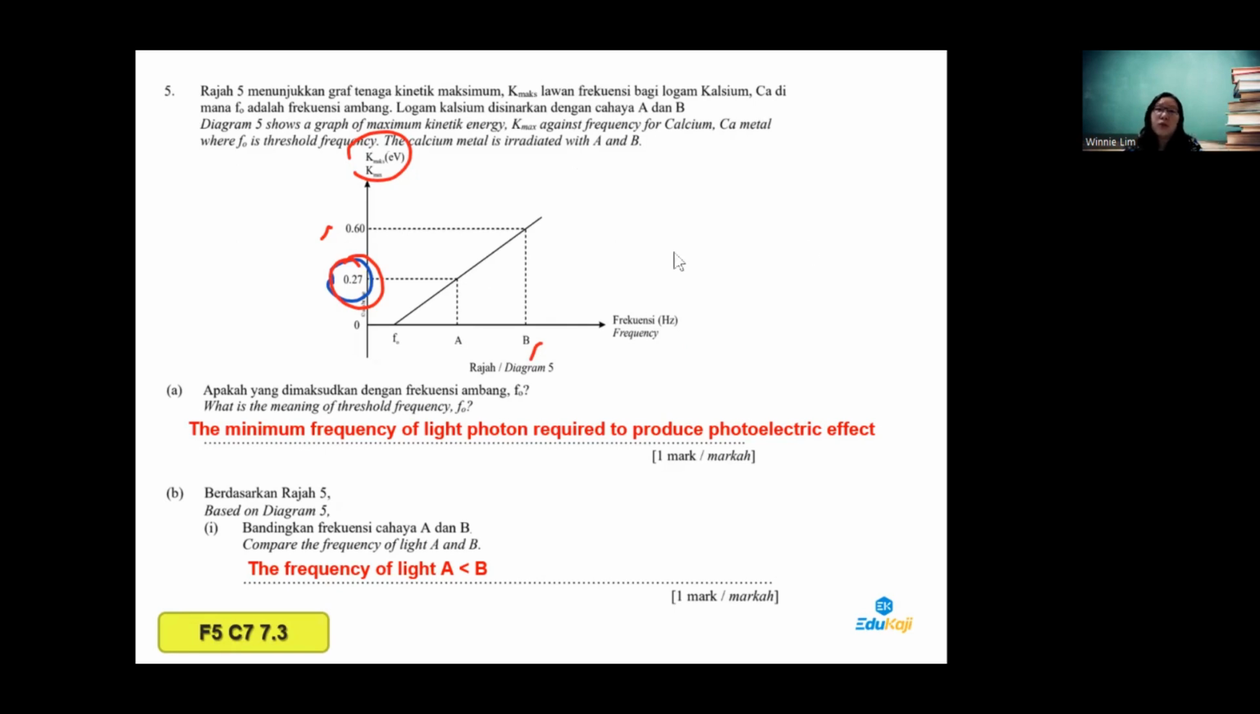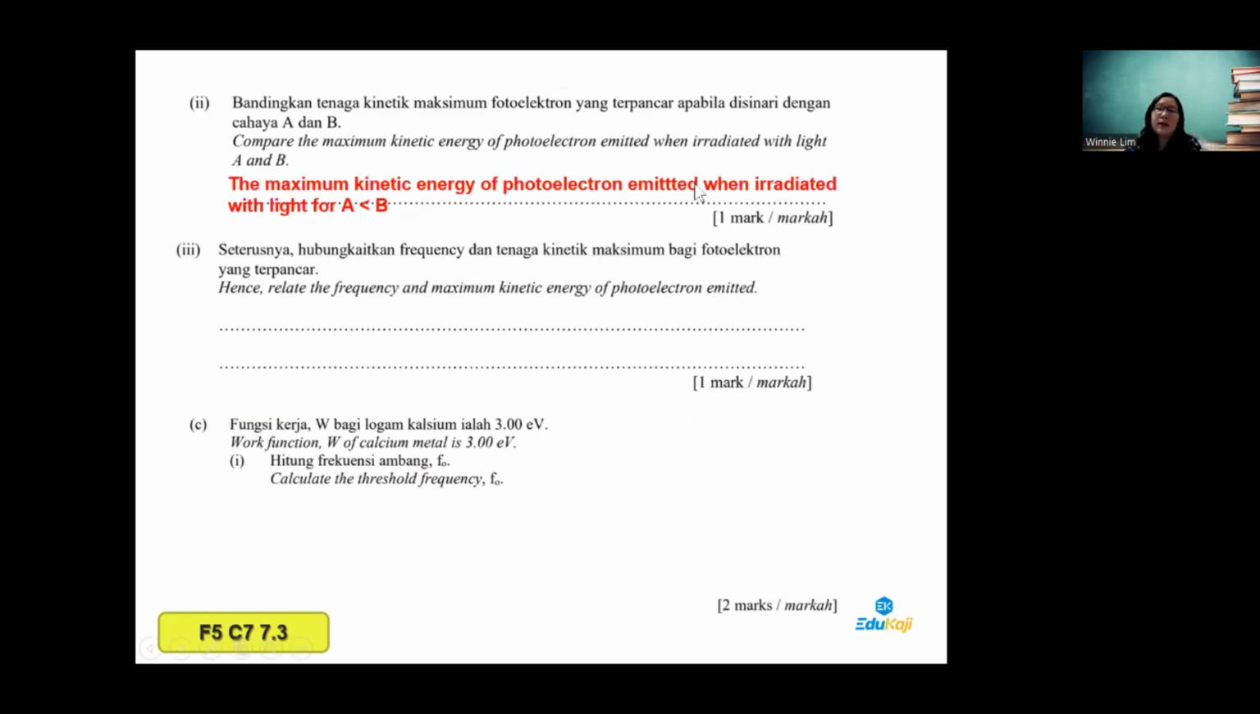Same thing, you write everything: the maximum kinetic energy when irradiated by light A is less than B. You can use the greater and smaller sign, or you can use the term higher or lower. And you relate the frequency and maximum kinetic energy. Of course, their relationship is directly proportional, or you say increase like this. The greater the frequency, the greater the maximum kinetic energy for the electron to be emitted.